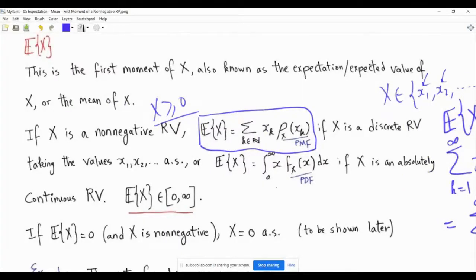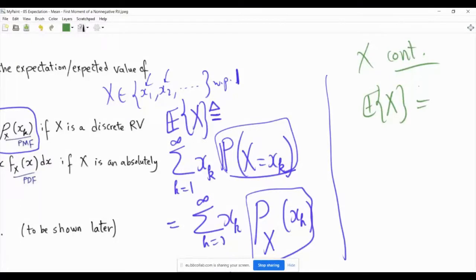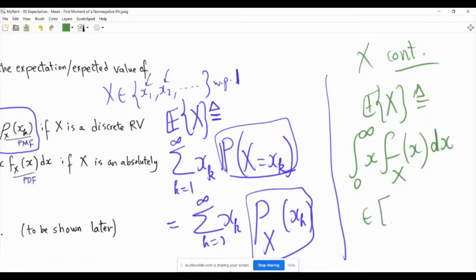For continuous random variables, we will basically mimic this. So this is if X is discrete, and now X continuous. Again, the formal name is absolutely continuous, but I will just say continuous. The expected value will be defined in terms of the PDF, and it will be an integral from 0 to infinity, because remember the random variable is non-negative. You take small x, you weight it by the PDF. Here we weight by the PMF, there we weight by the PDF. Again, this will be something that lives between 0 and plus infinity included.